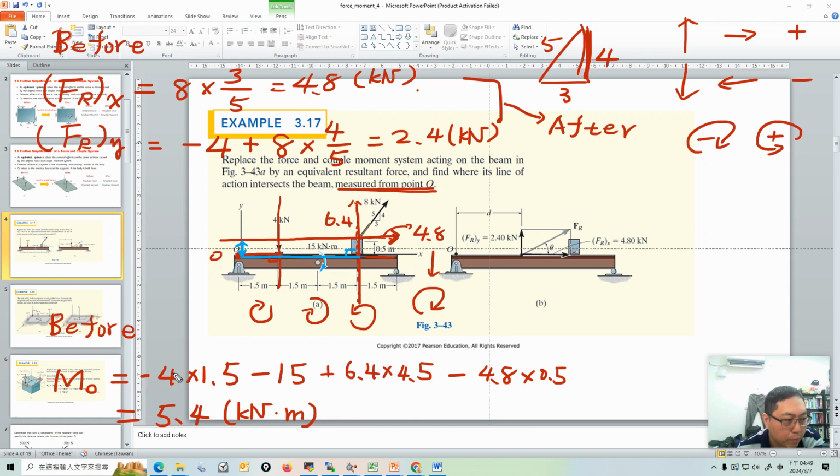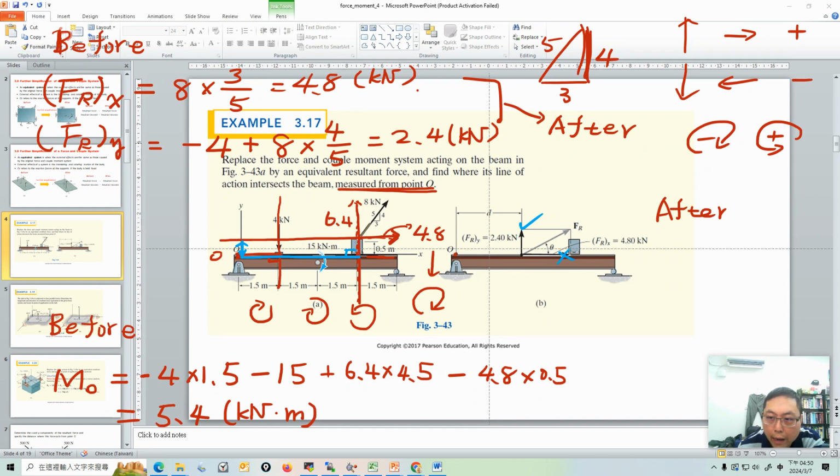Before and after simplification, the total resultant moment must be the same. After the simplification, we have one resultant force. We just calculated that the x component is 4.8 and the y component is 2.4. The reference point is here, so only this force creates a moment. The x component won't create a moment because the lever arm is 0. Think about this point yourself.